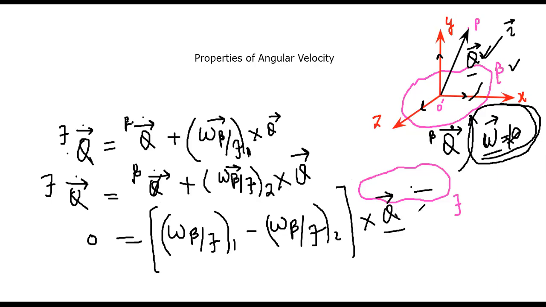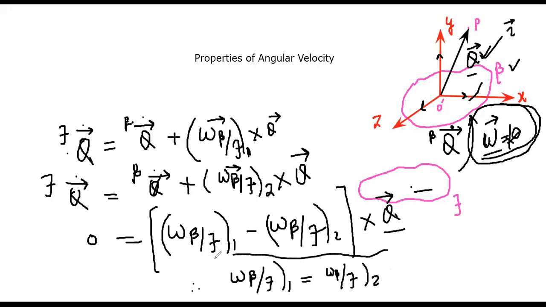Since q cannot be equal to 0, because q is a well-defined vector in frame of reference beta, we will write this term equal to 0. That is, the angular velocity of beta with respect to ground, whose value we have taken as omega 1, is equal to the angular velocity of beta with respect to ground, which we are saying has some other value. But this equation says that the angular velocity of beta with respect to ground is always the same.